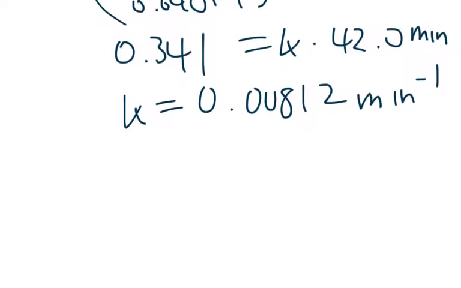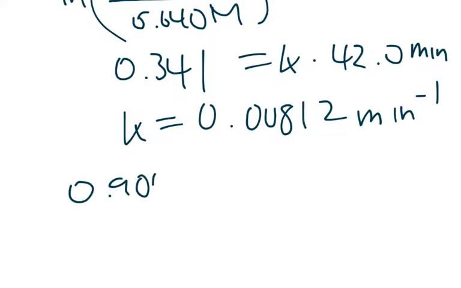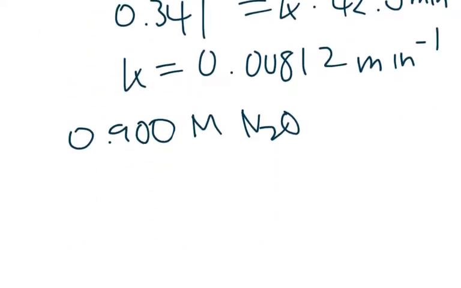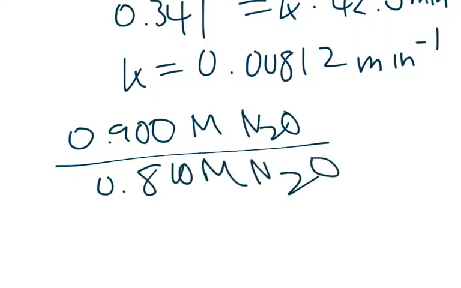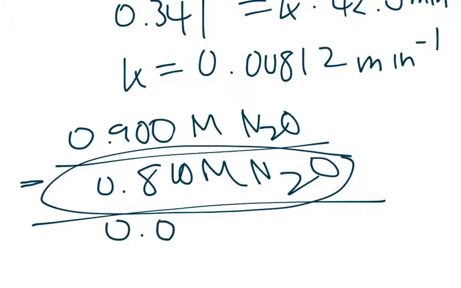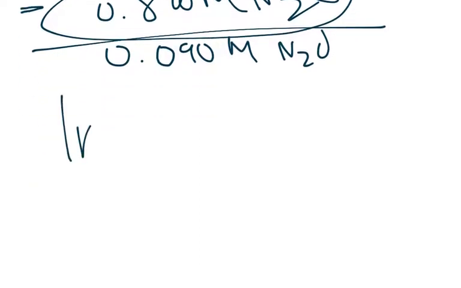So what does that even mean? Well, if we start off with 0.900 moles, or let's use molarity of N2O, and we want it to be 90% complete, which means that 90% of the reactants have to disappear. So 90% of the reactants turns out to be, well, 0.9 times 0.9 is 0.810 molarity of N2O. So we need to use up this much stuff for it to be 90% complete. So we will be left over with 0.090 molar of N2O.